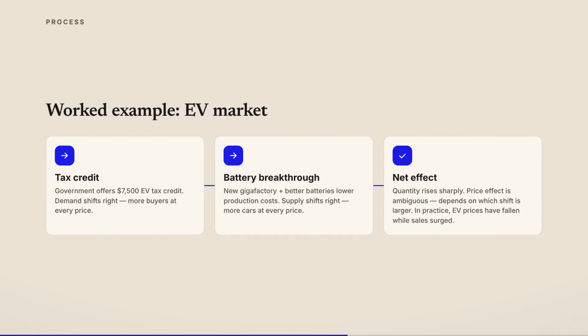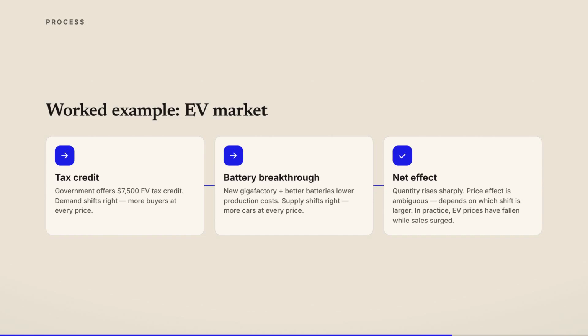Both shifts push quantity up. But price is ambiguous. The demand shift pushes price up, while the supply shift pushes price down. The net effect depends on which shift is larger. If the supply improvement is bigger than the demand boost, prices fall even as sales surge.